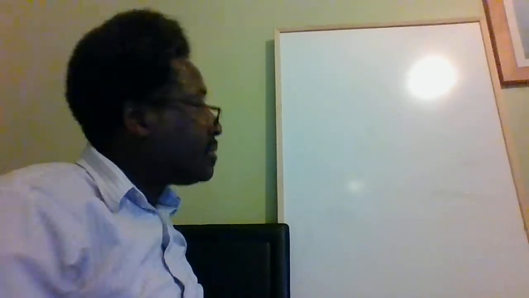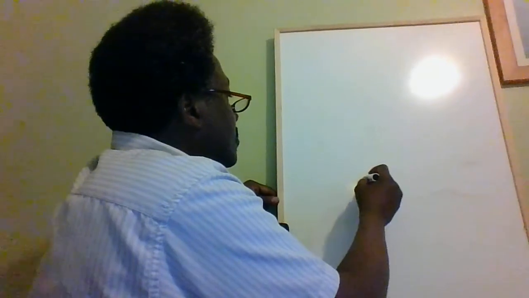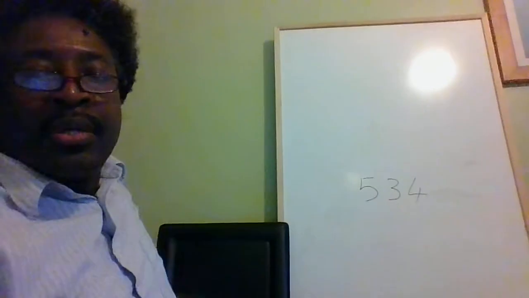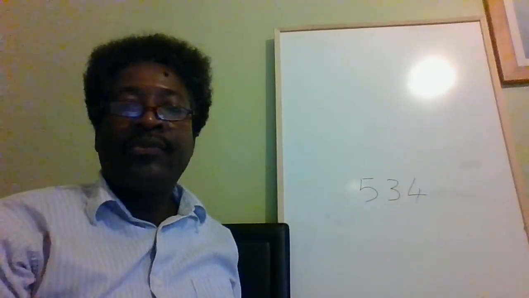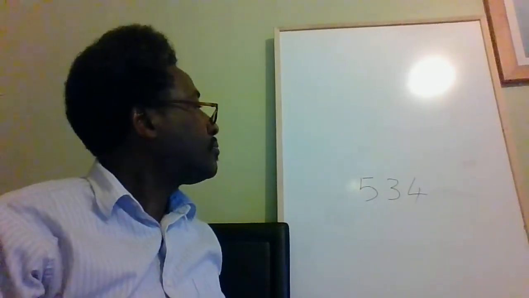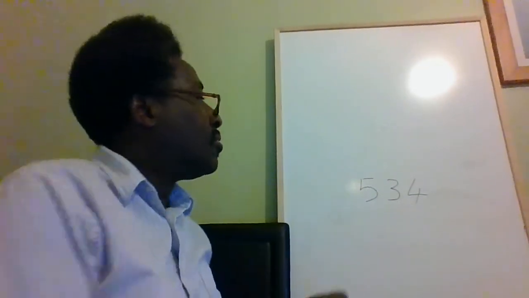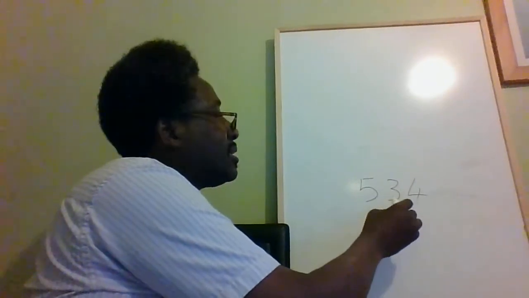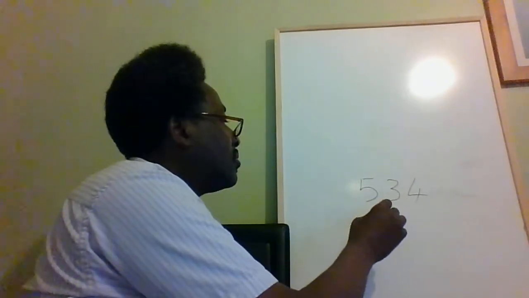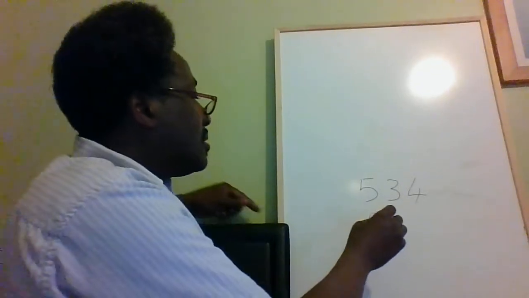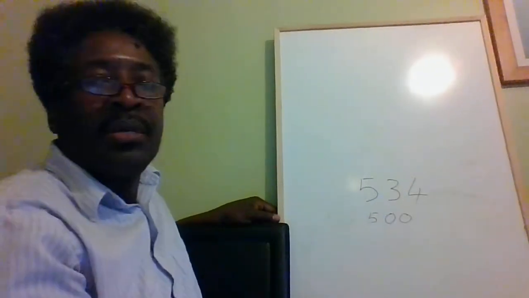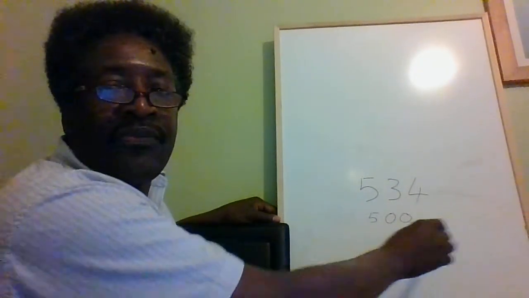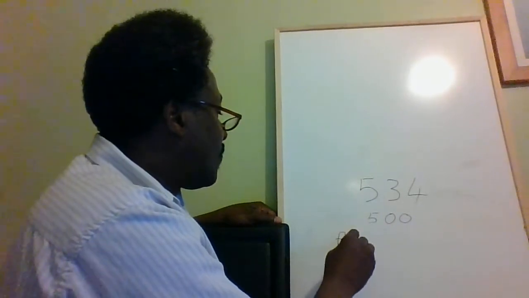Let's take a number that has the digits 5, 3, and 4. How do we say that in words? Let's start off by pretending that the digits of 3 and 4 are digits of 0. So we now have 500. To say this number in words, you write 500 in words, 500.